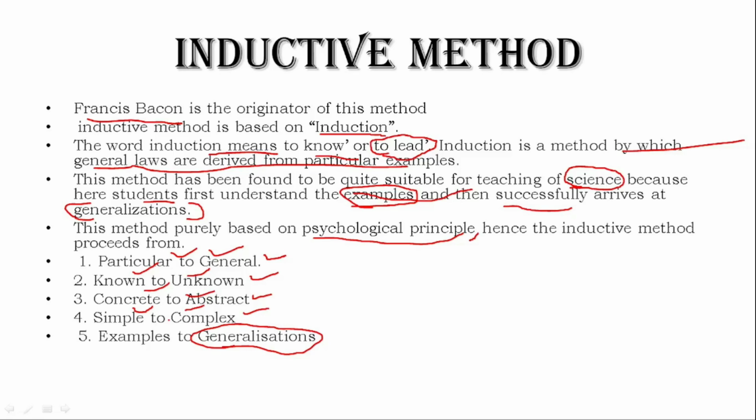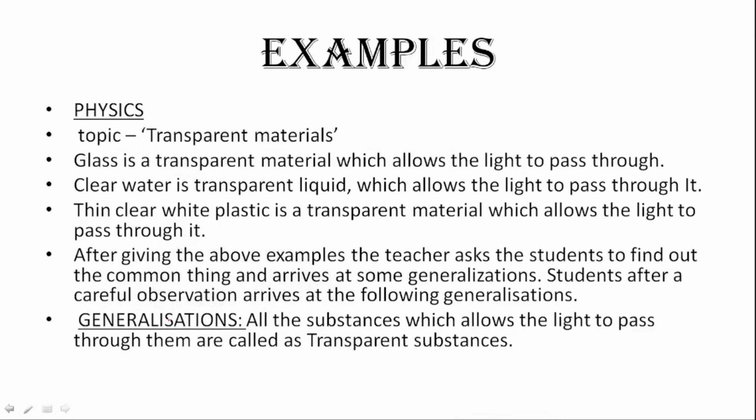Now let's pass on to examples. Firstly, let's discuss an example from physics, then we will look into biology. Here I have taken the topic transparent material. How can we explain this in the inductive method? First, let's give examples, since this method proceeds from examples to generalizations.